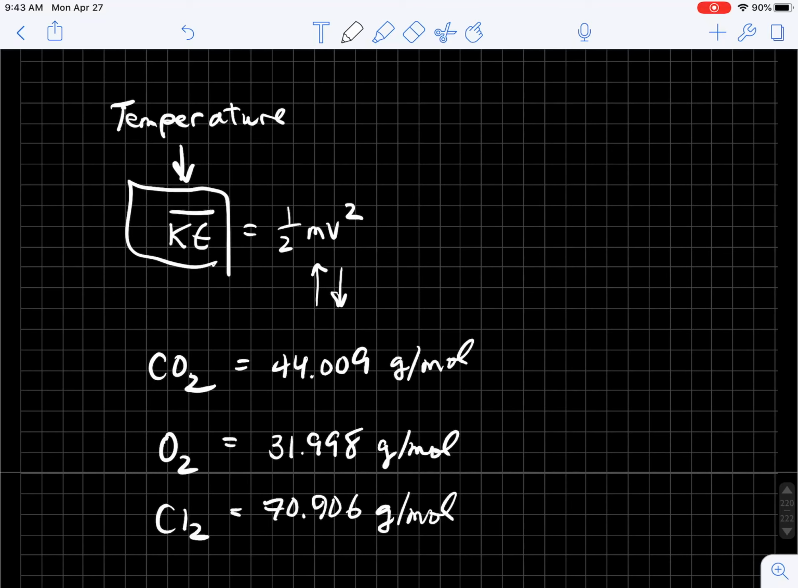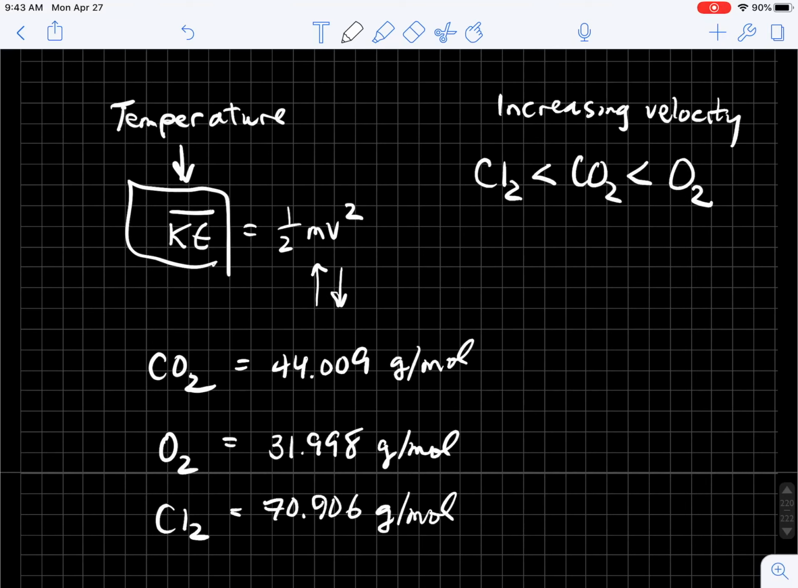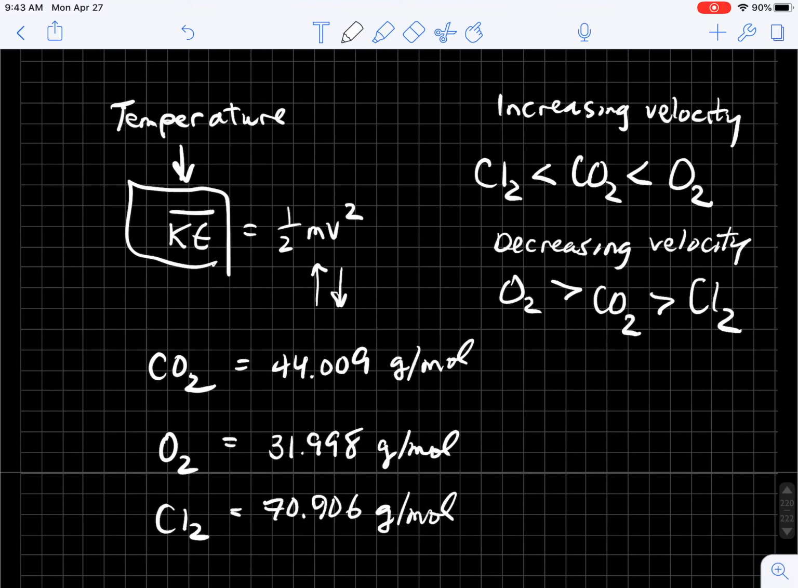And so what they'll ask you on the test is to rank these according to increasing velocity or decreasing velocity. If they ask for increasing velocity, we would say that the heaviest particle, chlorine, is going to have less velocity than the second heaviest, carbon dioxide, which has less velocity than the lighter particle, oxygen. And if they ask for decreasing velocity, on the multiple choice you would select the lightest particle is the fastest, then carbon dioxide, and then the heaviest is the slowest.